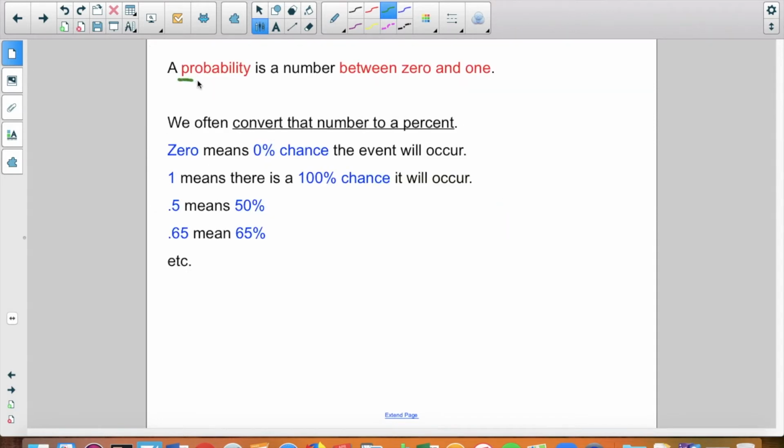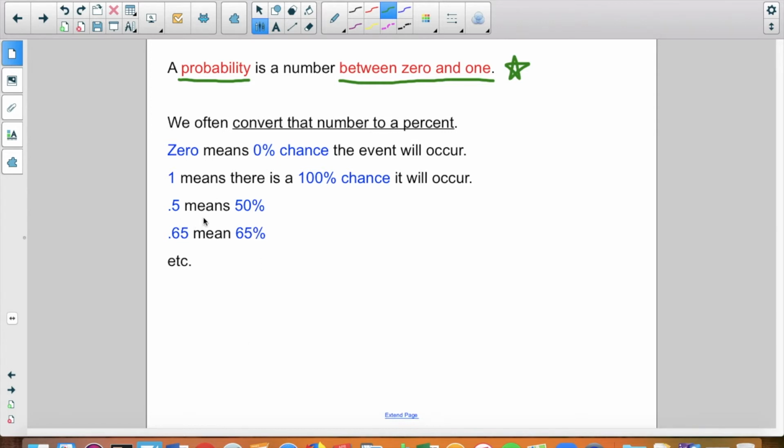Moving on, a probability is a number between 0 and 1. This is super important. Now, when we look at probability, a lot of the times we convert that number to a percent. So 0 means that there's a 0% chance it will occur. 1 means there is 100% chance it will occur. We're just converting the numbers to percents. So if we have 0.5, 0.5 is the same as 50%, 0.65 is the same as 65%, and so on.